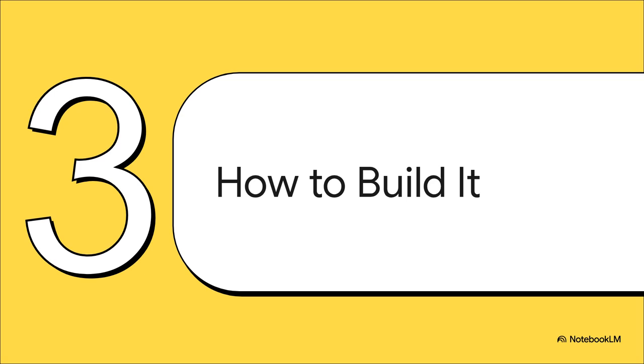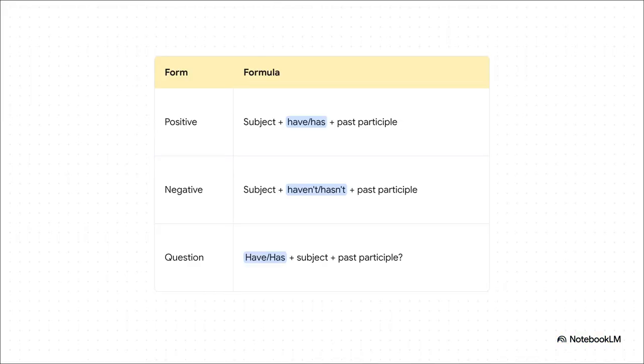And trust me, building this tense is like following a super simple recipe. Once you know the ingredients, you can make it every single time. And the formula is actually really straightforward. For a positive sentence, you take your subject, you add have or has, and then this special verb form called the past participle. For negative sentences, just swap in haven't or hasn't. And if you want to ask a question, just pop have or has right at the beginning.